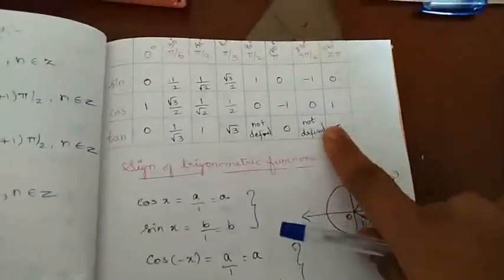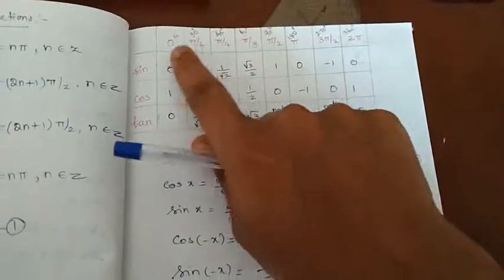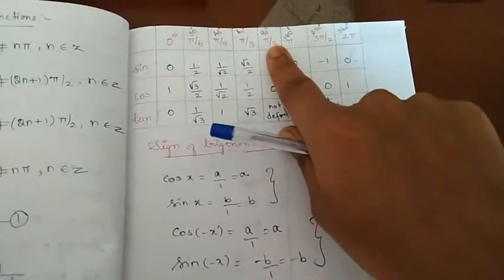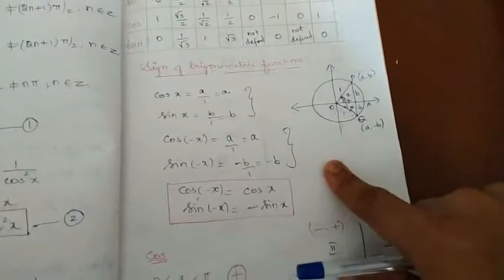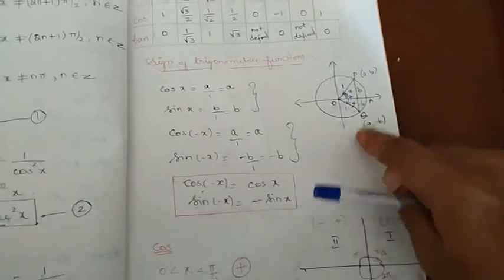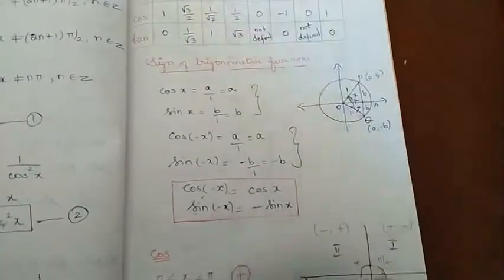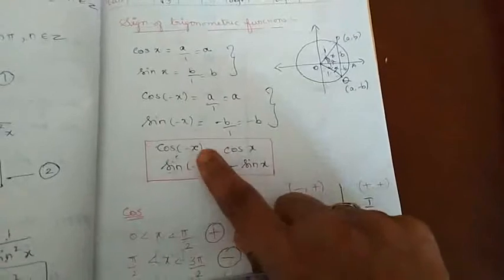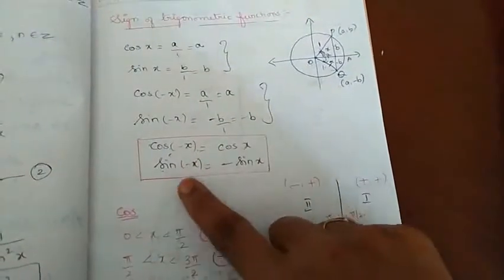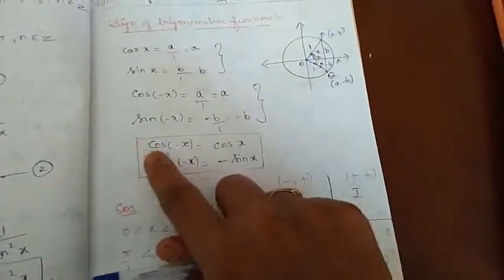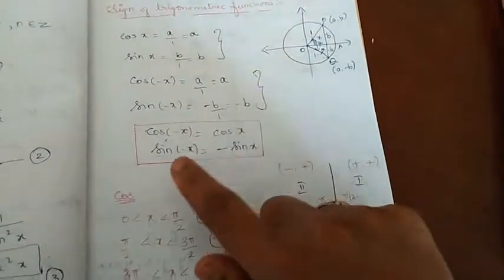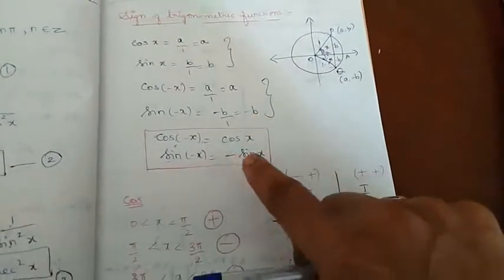Right? Then we have tabulated all the values. These are all the known values which we have seen right now, and these things we know already. The standard angles 0 to 90 degrees, pi by 2, we have mentioned in terms of radian measure. That's it. Then, the sign of trigonometric functions: we have derived it using the unit circle, which is nothing but cos of minus x is cos x, sine of minus x is minus sin x.